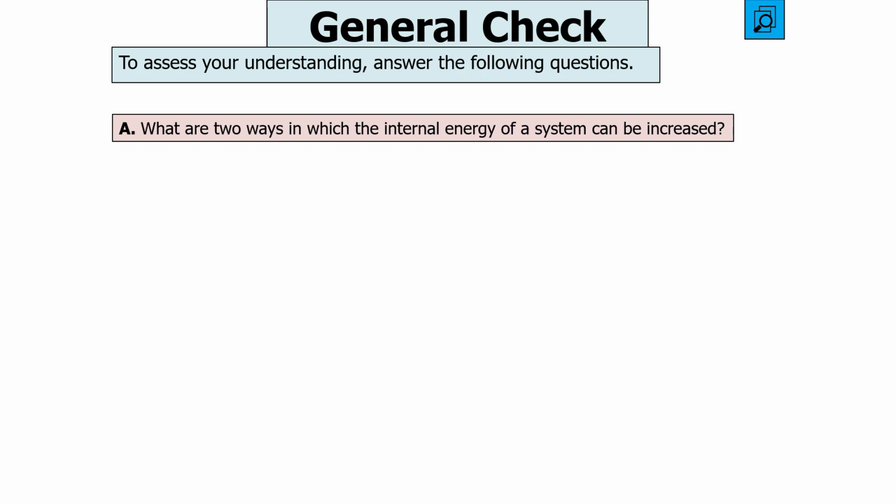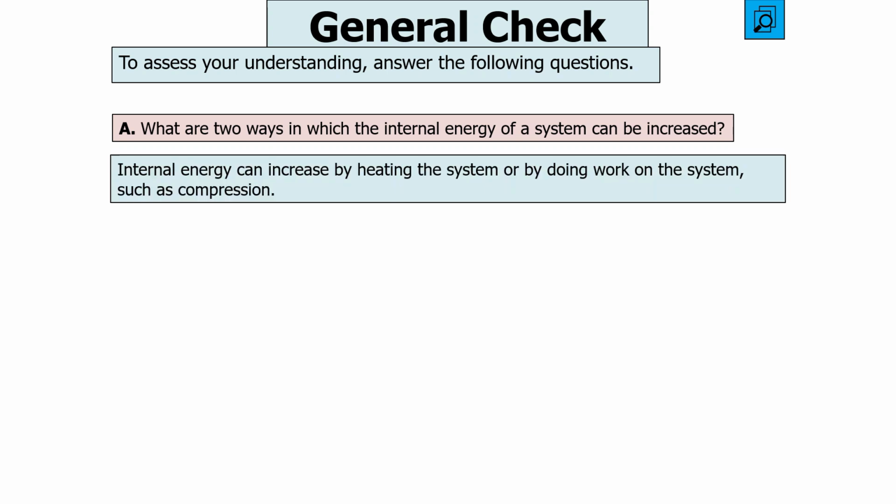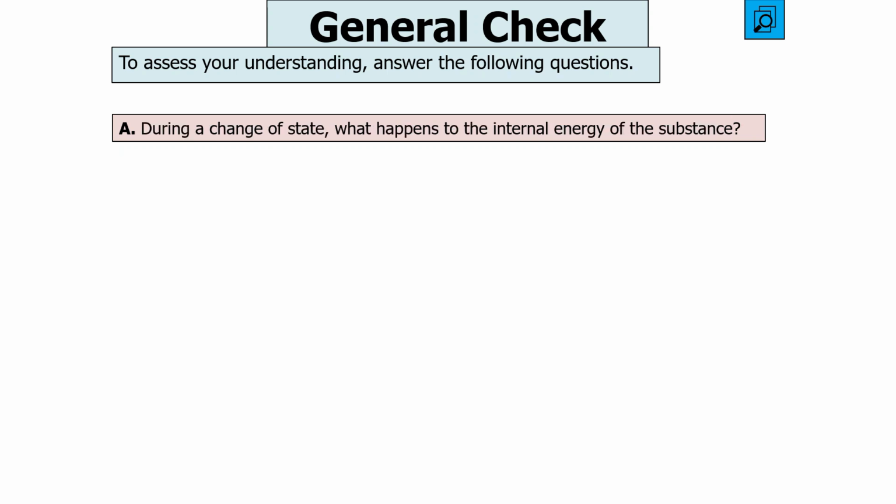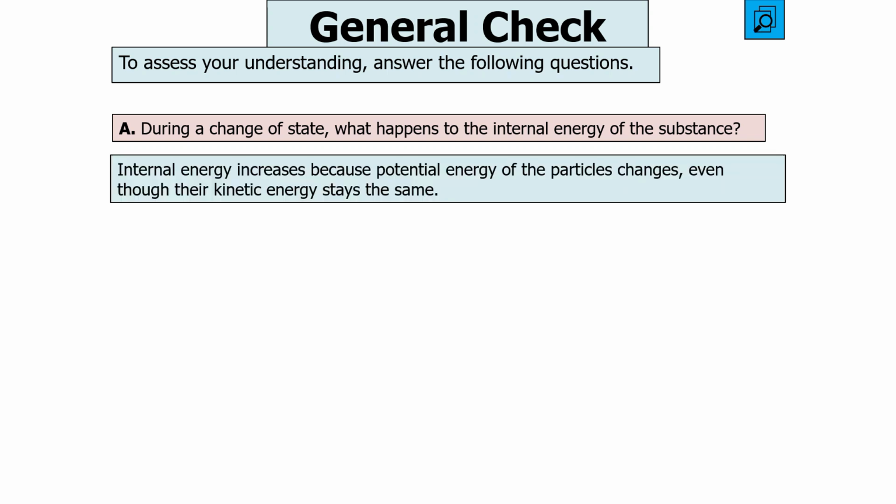So what are the two ways in which the internal energy of a system can be increased? Internal energy can be increased by heating the system or by doing work onto the system, such as compression. During a change of state, what happens to the internal energy of the substance? Well, internal energy will increase because the potential energy of the particles changes, even though their kinetic energy stays the same.